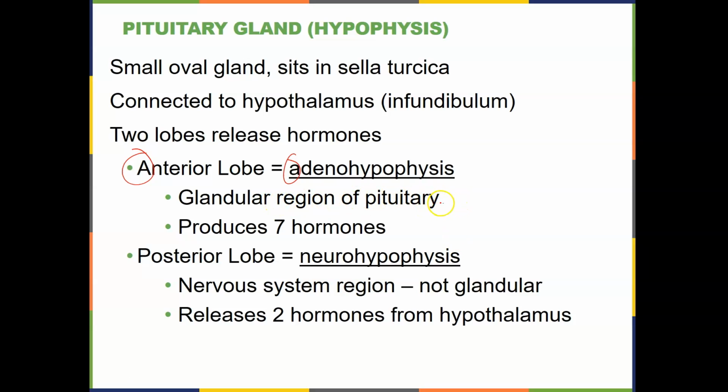So it's glandular, and it's surrounded by lots of blood vessels. Surrounded by and actually intercalated with. The neurohypophysis is not glandular, and what it is, is the axon terminals for cells in the hypothalamus.